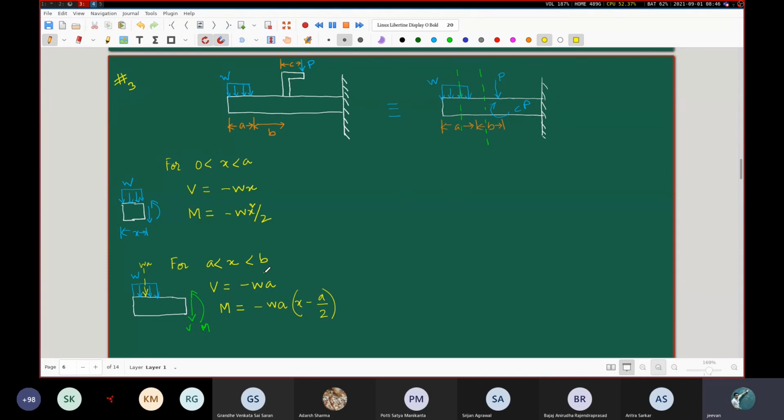So we have covered up to B. Beyond B, what do we do? For X lying between L and B, please understand that this entire length is L.